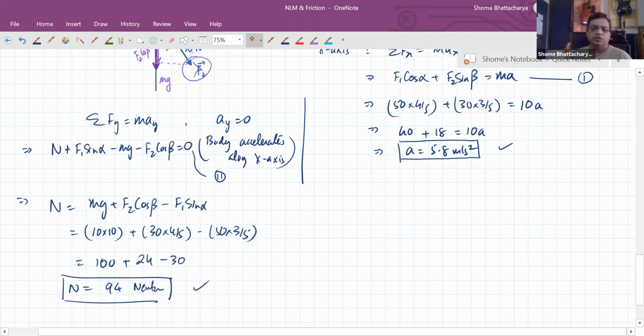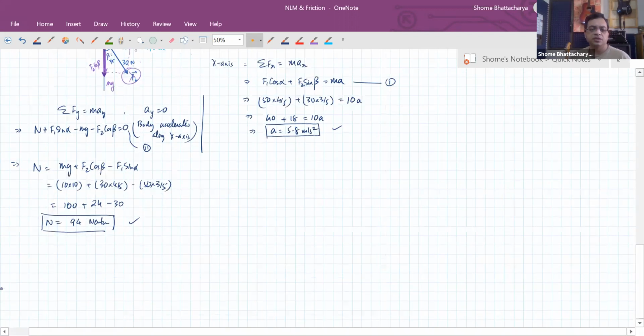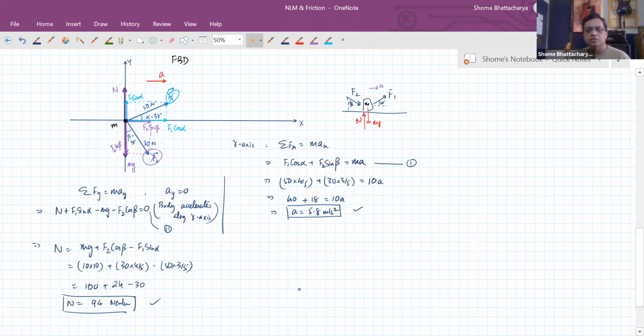So this is an example of the application of the free body diagram method to implement or apply Newton's second law and find out various things like... let's look at another example.